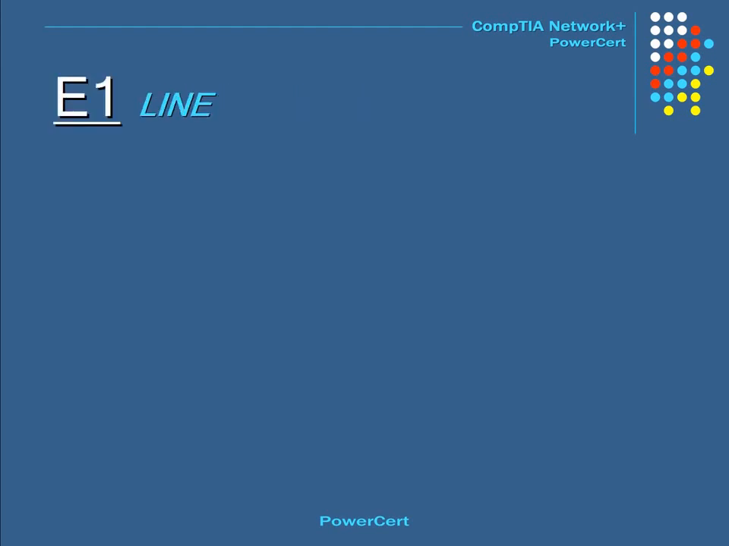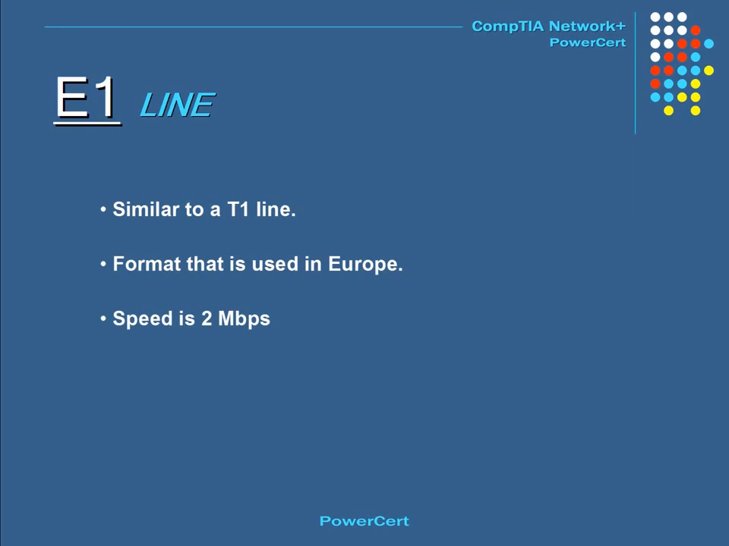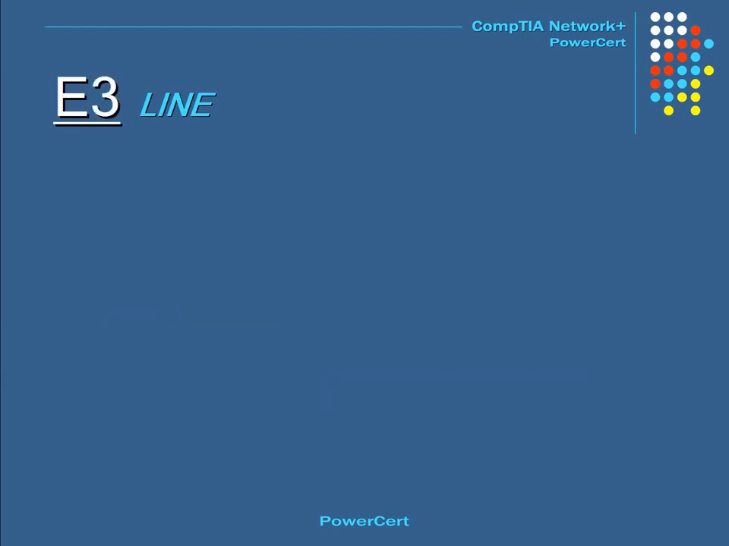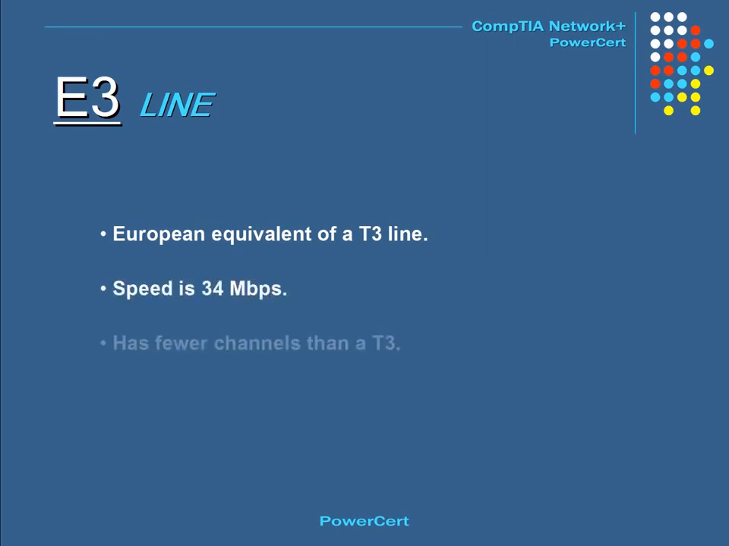An E1 line is similar to a T1 line, but an E1 line is the format that is used in Europe for digital transmission. The speed is 2 megabits per second and consists of 32 channels that carry 64 kbps of data. And an E3 line is the European equivalent of a T3 line. It has a speed of 34 megabits per second and has fewer channels than a T3 line.